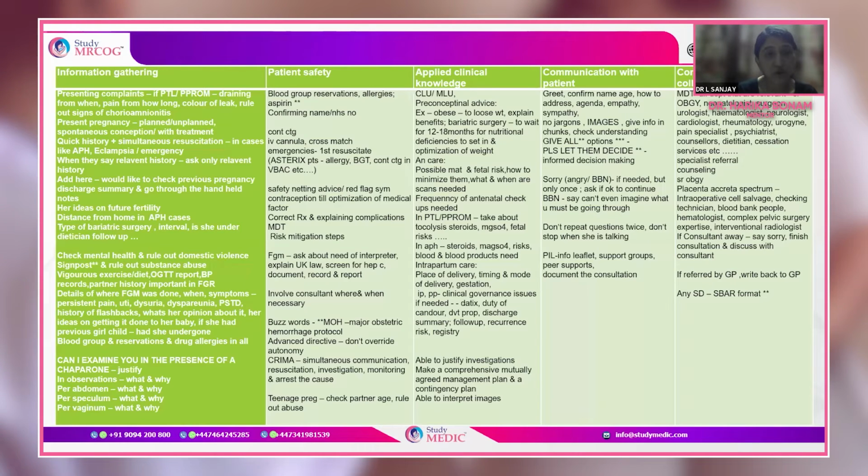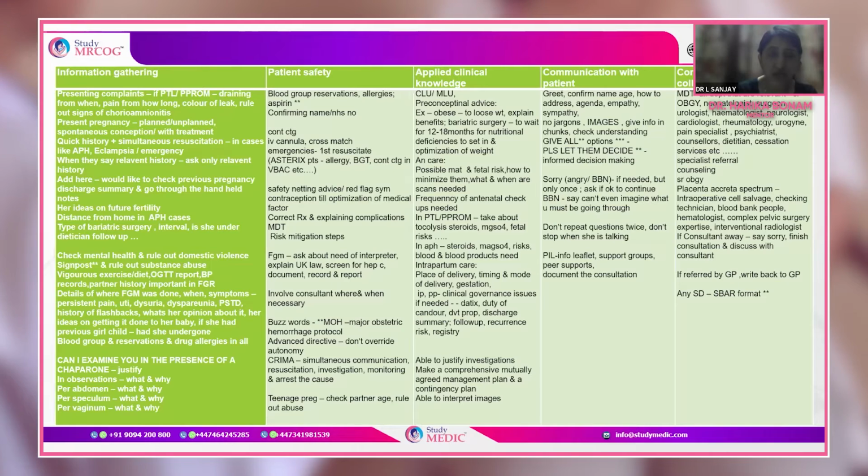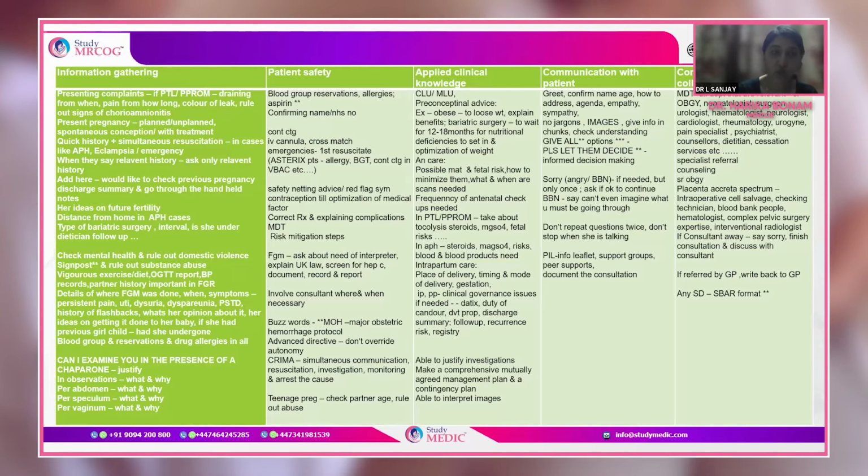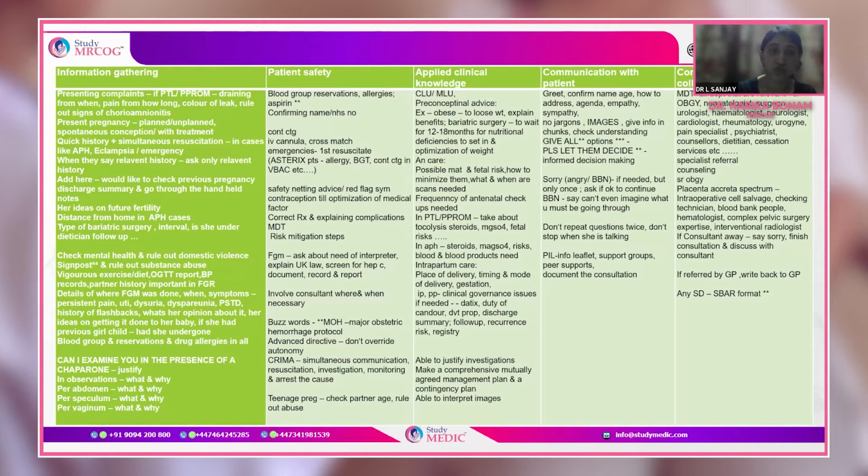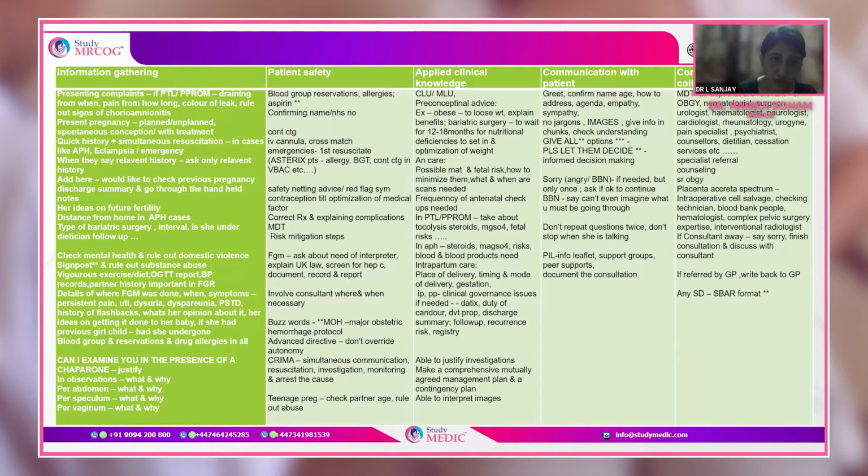In a case of previous history of bariatric surgery, where she is now planning pregnancy and has come for pregnancy counseling, you have to always ask when the surgery was done, what type of surgery was done, whether she has been in touch with the dietitian, and how much gap she is supposed to have between the surgery and planning pregnancy. All these things you have to check carefully.